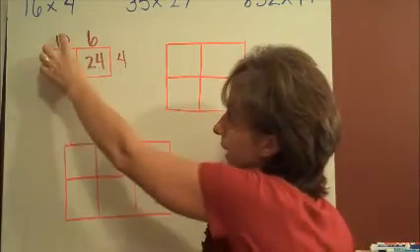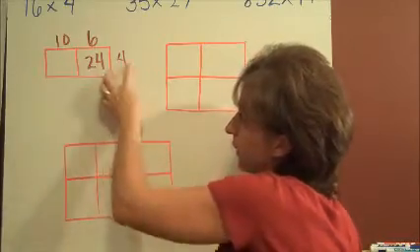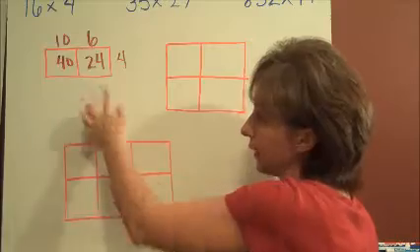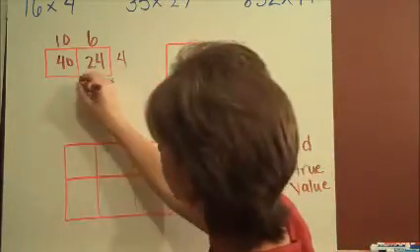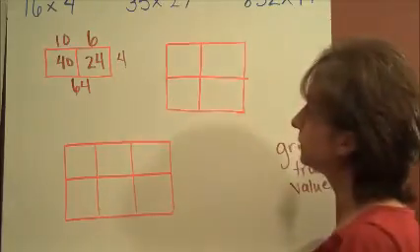4 times 10. Put your finger in the box and go straight up and straight over. 40. The numbers inside the box are the numbers that you then add. 40 plus 24 is 64.